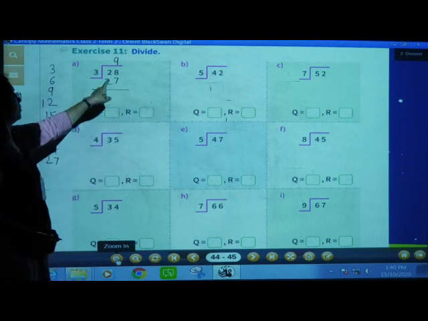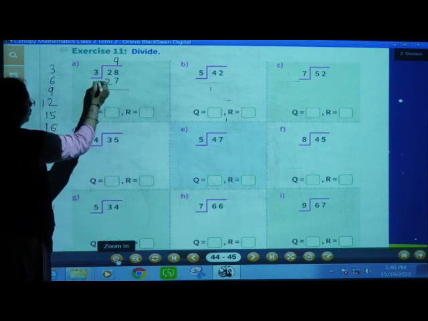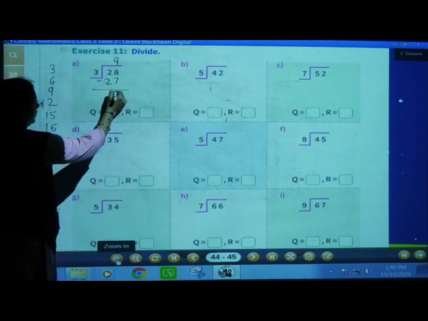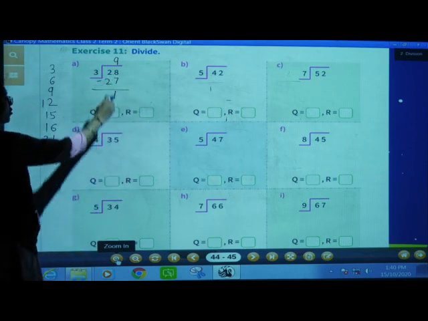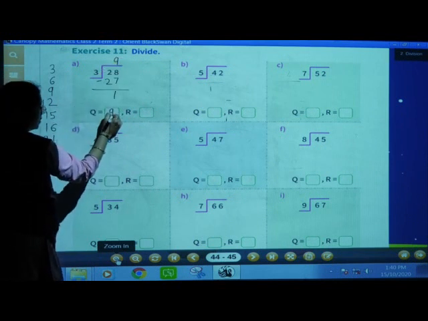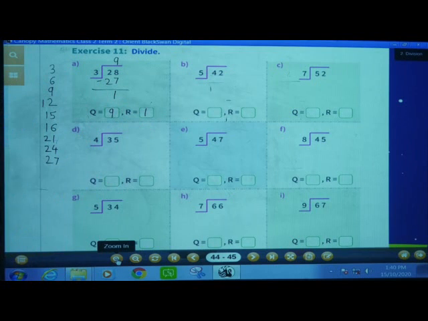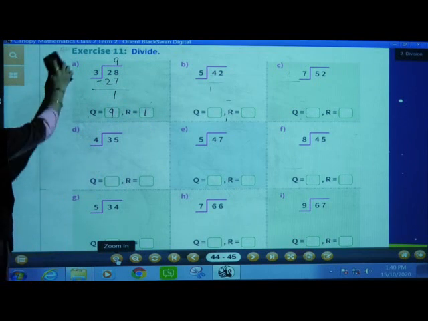Write 27 below this 28. So subtract 27 from 28. 1. Then what is the quotient? 9 is the quotient, and what is the remainder? 1 is the remainder. Okay. Next, B number.